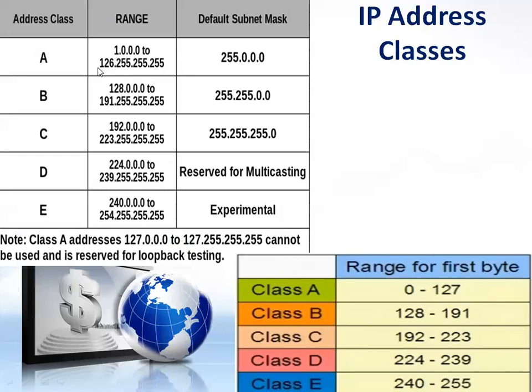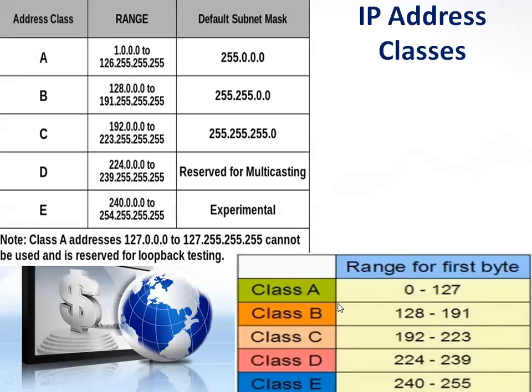If you have an IP address 126 and 122, it means this address belongs to class A. If you have 92.2.0 something like this, it is between 1 and 126, so it belongs to class A address.